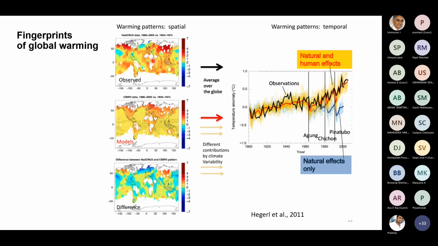Okay, and this has been applied to a whole bunch of examples of forcers and looking at the multivariate case, looking at optimal fingerprints across models and so on. People have also applied it to understand the role of stratospheric cooling in providing a fingerprint of the CO2 effect on climate change.